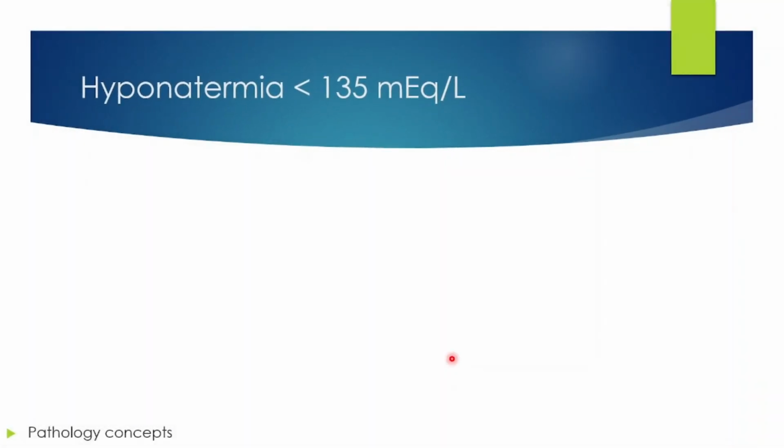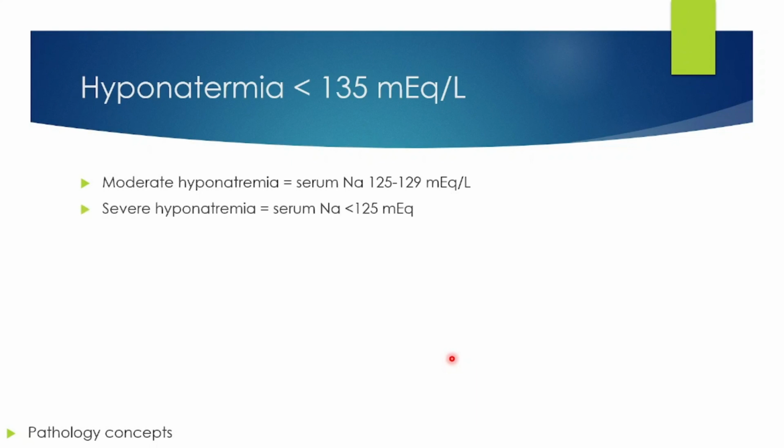Let's discuss hyponatremia. Hyponatremia means serum sodium level is less than 135 milliequivalents per liter. Moderate hyponatremia is when serum sodium is between 125 to 129 milliequivalents per liter. Severe hyponatremia means serum sodium less than 125 milliequivalents per liter.